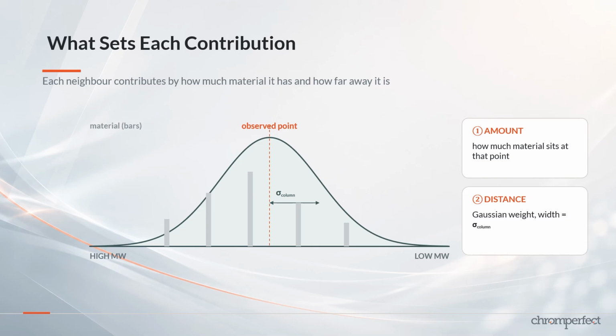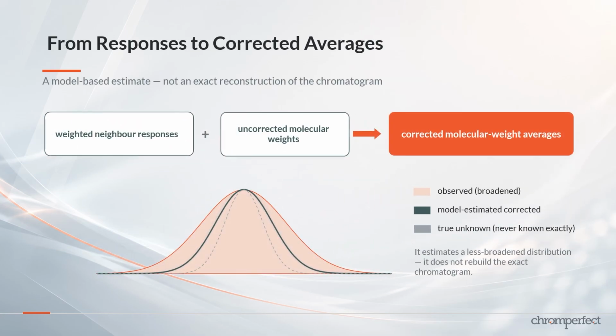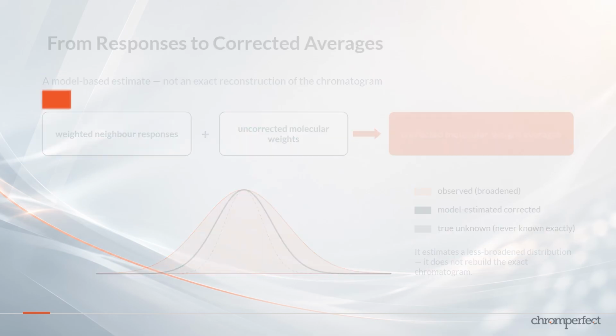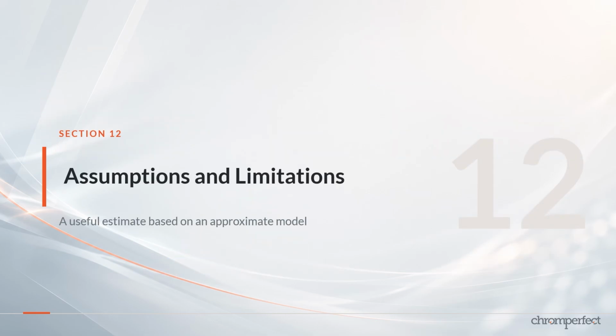These weighted neighboring contributions and their uncorrected molecular weights are then used to calculate corrected molecular weight averages for each observed point. The process does not reconstruct an exact original chromatogram. It applies a mathematical model intended to estimate the molecular weight distribution that would have been observed with less chromatographic broadening. Assumptions and limitations of axial correction.